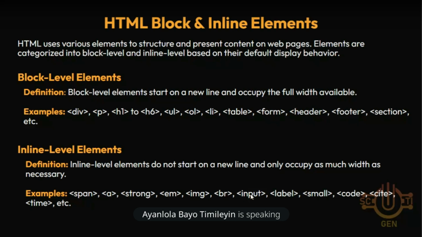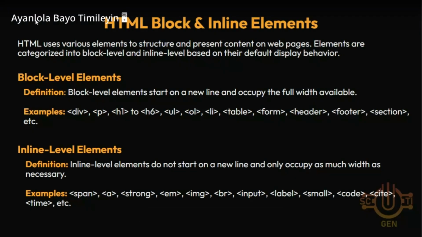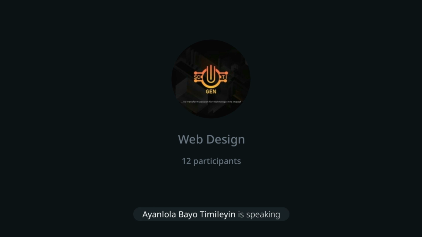And then we have the input elements, label elements, the small elements, code elements, and of course we have the cite and the time elements. We have a good number of them, but these are some of the few examples of the block level elements and the inline level elements. So let's see how we can make use of this in our code.